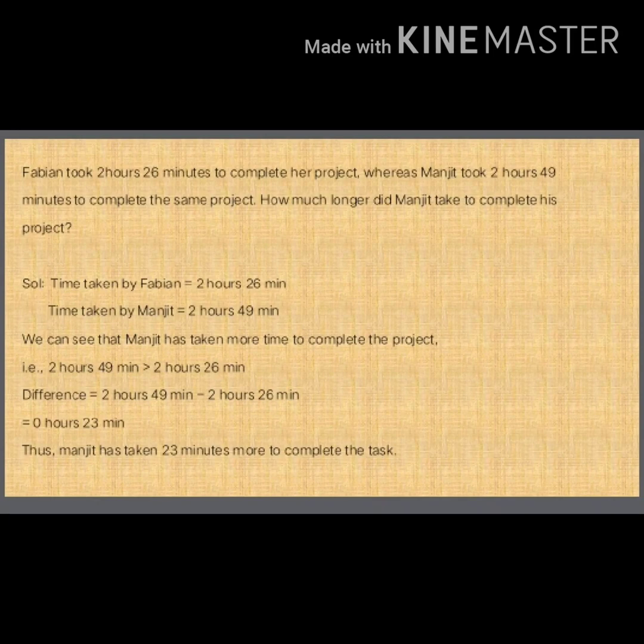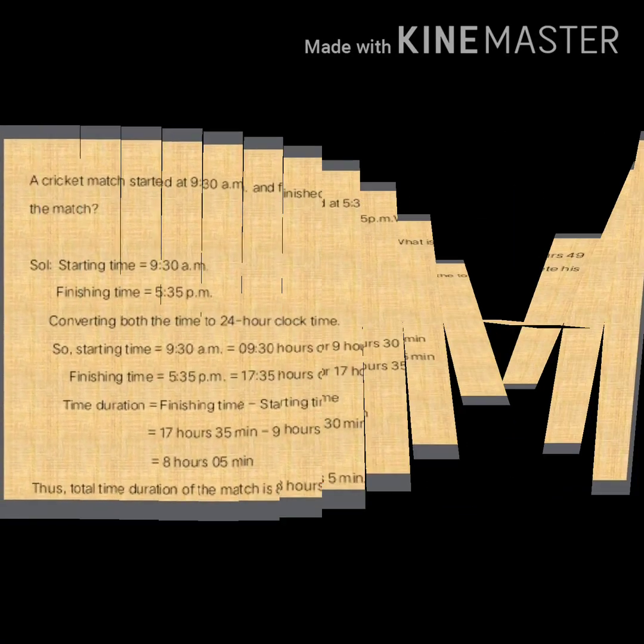Now we know how much less, how much more, how long, how less, these indicate subtraction. So we will be subtracting the two timings given for Fabian and Manjeet. Therefore, the difference that we get is 0 hours 23 minutes. Thus, Manjeet has taken 23 minutes more to complete the task.